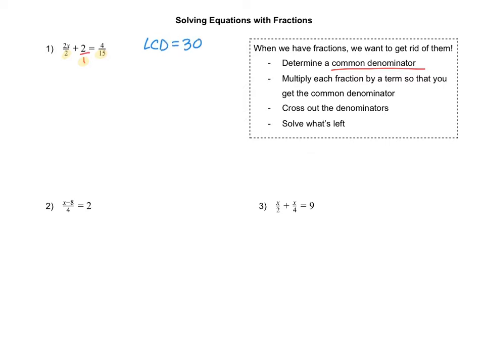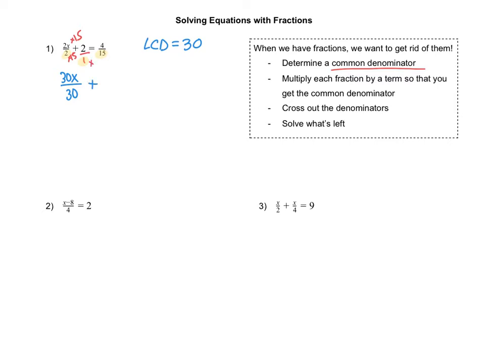Once we have found this common denominator, we want to turn all of those fractions into something over 30. So if we want to change the denominator, we're going to have to multiply it by something. But whatever I multiply the bottom by, I have to multiply the top by that same number as well. So if I look at 2x over 2, I can turn 2 into 30 by multiplying it by 15. But whatever I do to the bottom, I do to the top. So this is going to become 30x over 30.